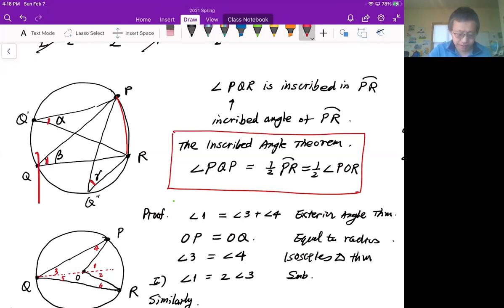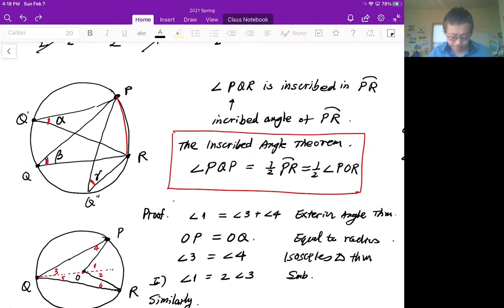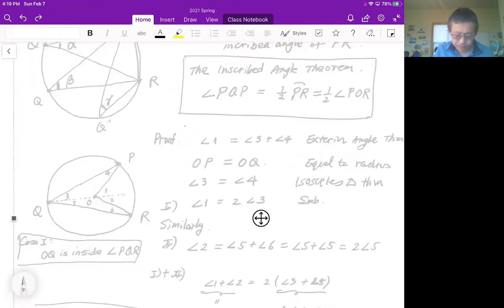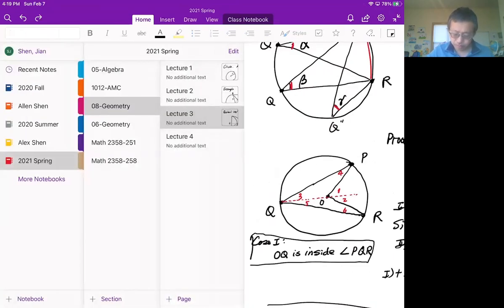We proved it in the following way. We proved that there are two cases. The first case is here. So assume that we have Q in this way, O is here.